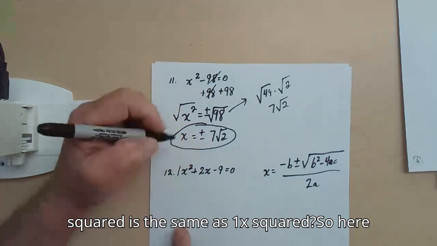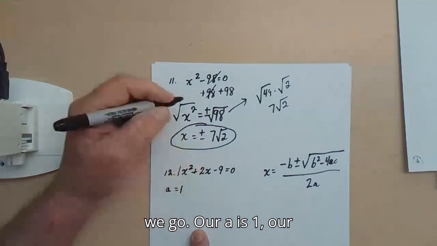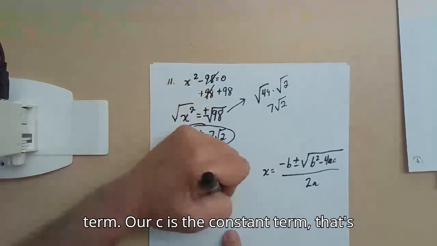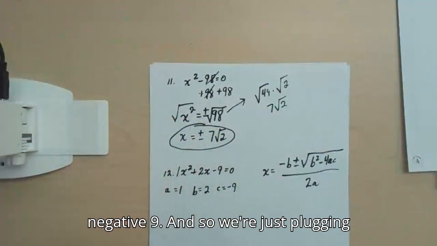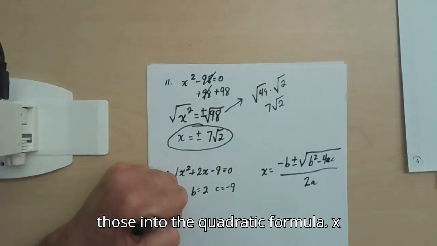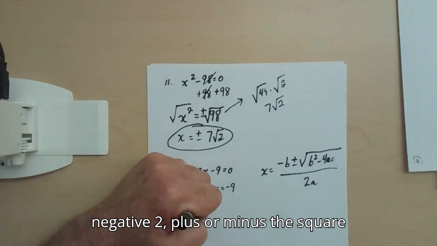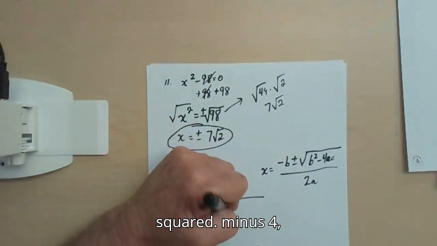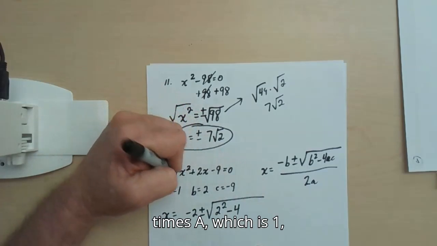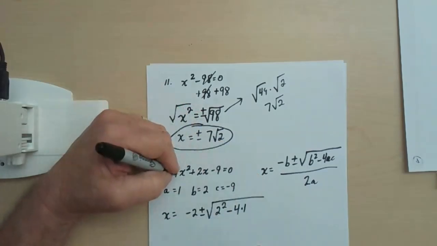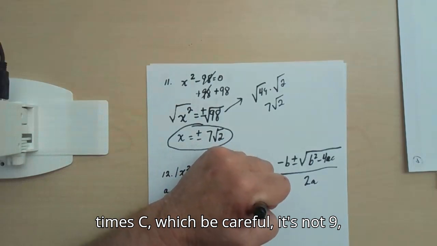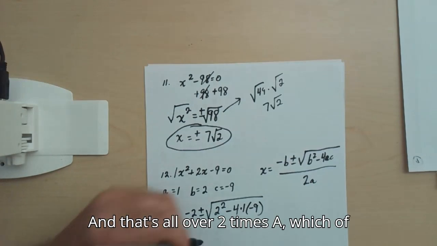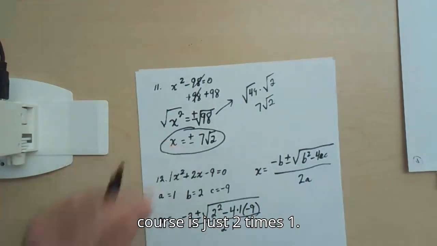Do y'all agree x squared is the same as 1x squared? So here we go. Our a is 1. Our b is 2. That's the coefficient of the x term. Our c is the constant term. That's -9. And so we're just plugging those into the quadratic formula. x equals -b. That's going to be -2, plus or minus the square root of b squared. That's going to be 2 squared, minus 4 times a, which is 1, times c, which, be careful, it's not 9, it's -9, right? And that's all over 2 times a, which of course is just 2 times 1.